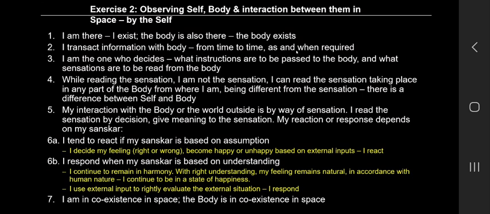Now, what is the problem? He is not in a state of pure observer. He is influenced by his sanskar. I am not in a state of pure observer. I am influenced by my sanskar. And both are influenced now. Now, what can we do?